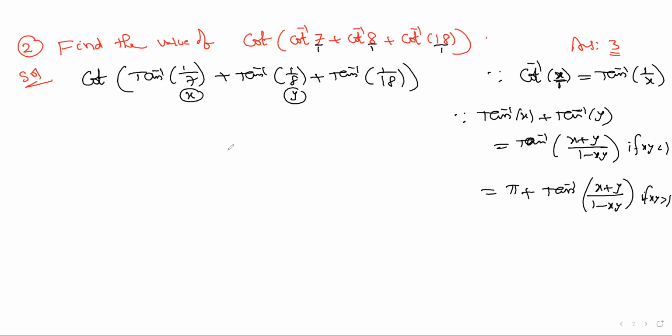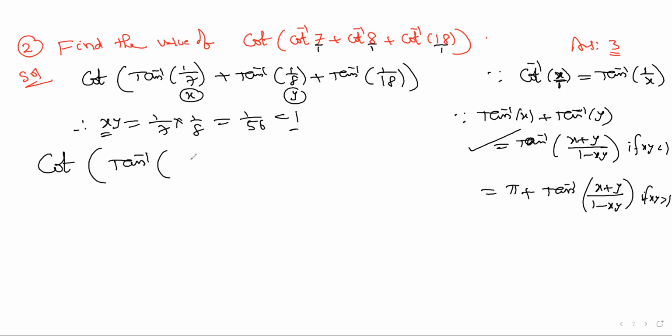That is for xy greater than 1. But here the product of x and y, xy, is 1 by 7 into 1 by 8, which is 1 by 56, 100% less than 1. So xy is less than 1 here. Now we should apply the first formula. So cot of tan inverse of x plus y, 1 by 7 plus 1 by 8 upon 1 minus 1 by 7 into 1 by 8, plus tan inverse of 1 by 18.